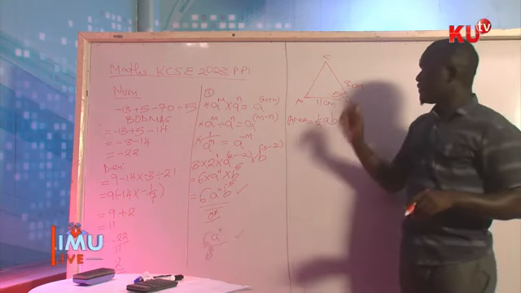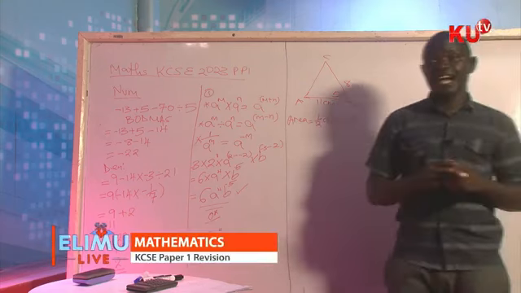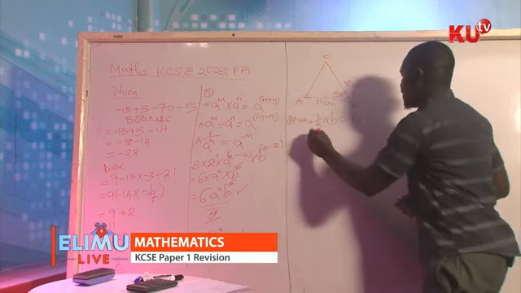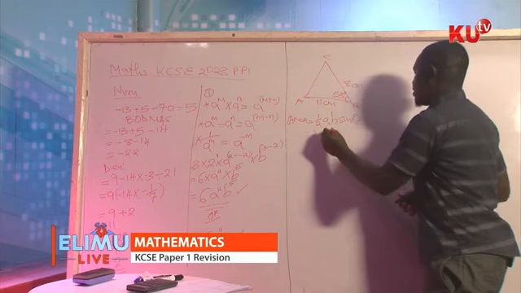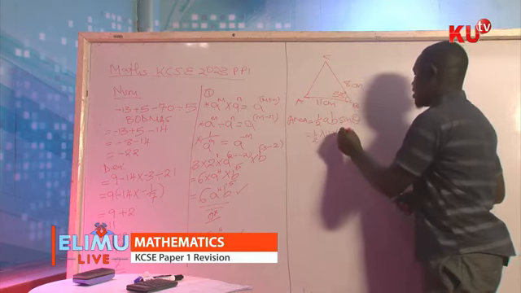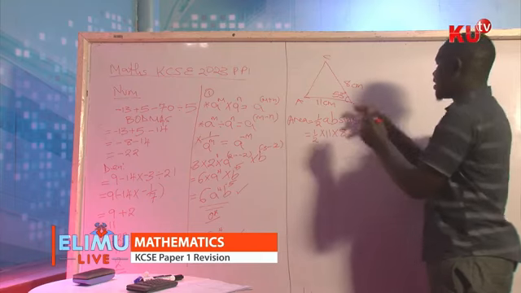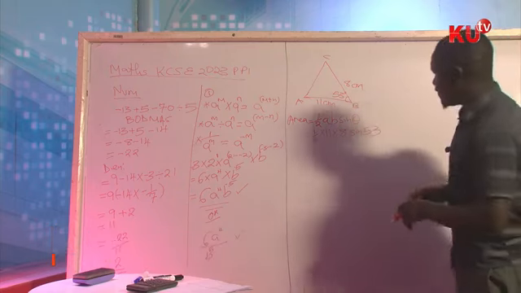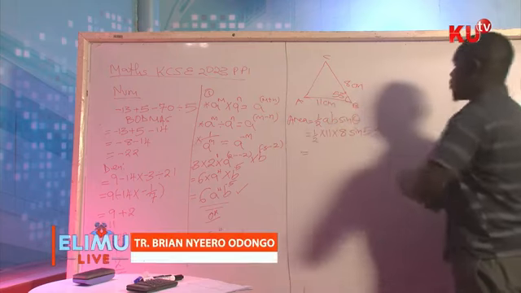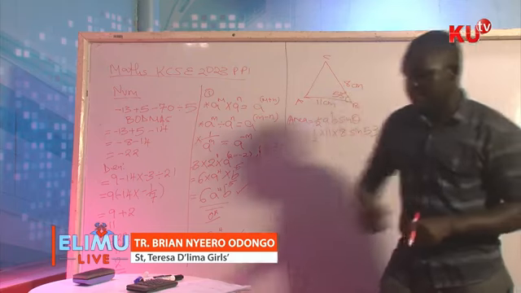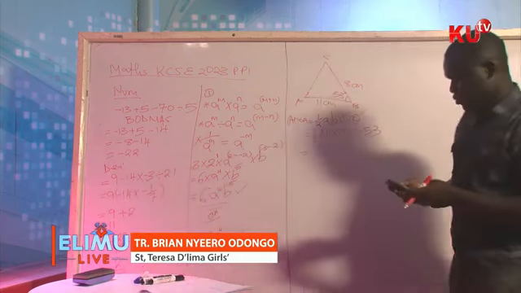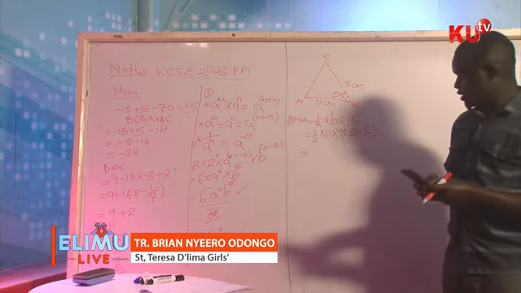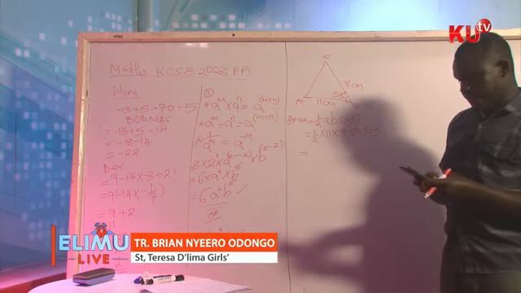AB are the sides given, then our theta here is the angle being subtended by those sides. Now this is a half times A, which is 11, times B, which is 8, sine theta, which is my angle here, which is 53. Now, with the help of your calculator, let's see what it is giving. So you key in a half times 11 times 8 sine 53.